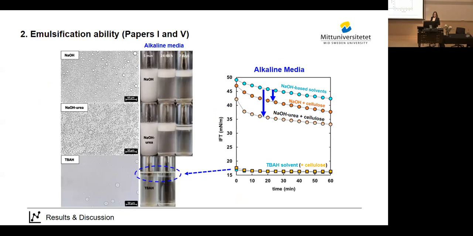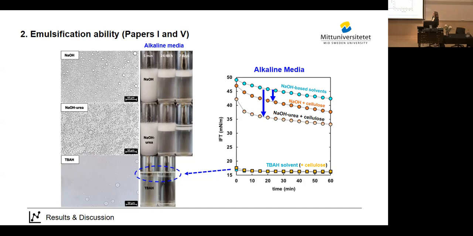In alkaline media, we also prepared oil and water emulsions for the three different solvents. And here it was possible to confirm that we were able to create emulsions for the sodium hydroxide solvents with cellulose in it. So they were stable for some time, which was actually longer than what was seen for the acidic media. But we could also confirm that in tetrabutyl ammonium hydroxide there was no good emulsification, and this is attributed to a too good solvency, which leads to a lack in stability of the emulsion due to low adsorption.